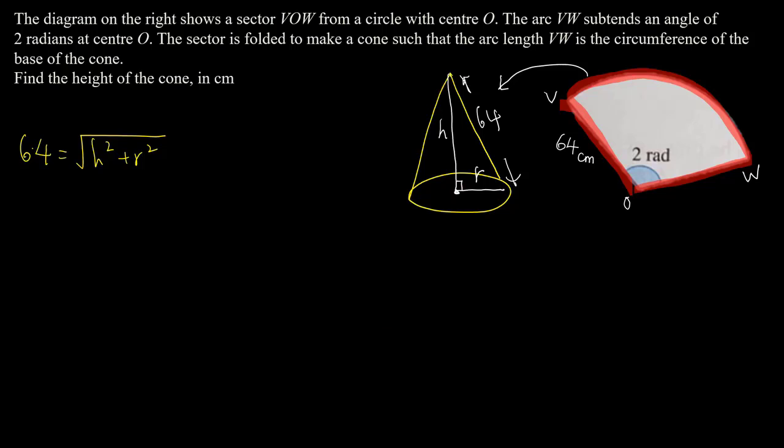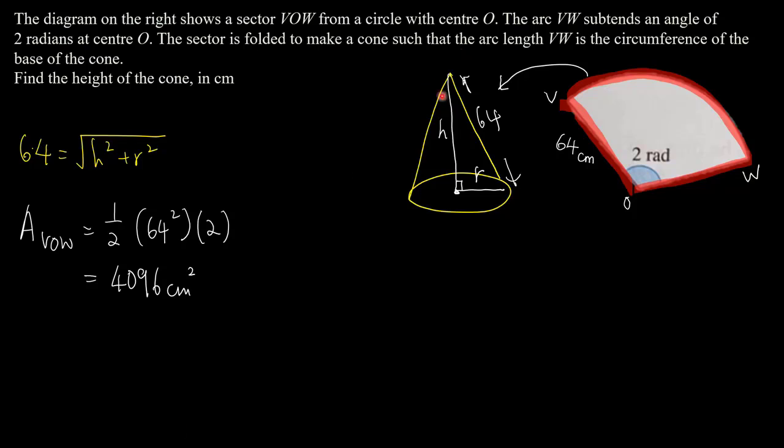From the sector we know that the area of the sector is 1/2 R squared theta. Therefore the area of VOW is 1/2 R squared theta, so we get 4096 square cm.